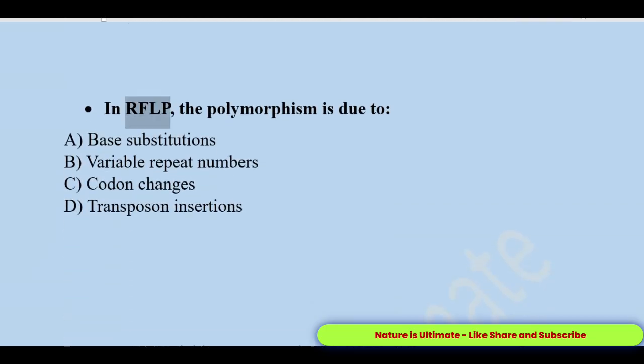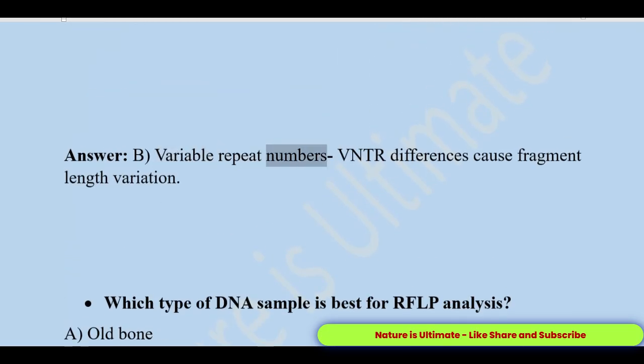In RFLP, the polymorphism is due to A. Base substitutions, B. Variable repeat numbers, C. Codon changes, D. Transposon insertions. Answer: B. Variable repeat numbers. VNTR differences cause fragment length variation.